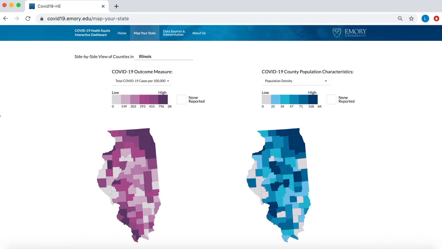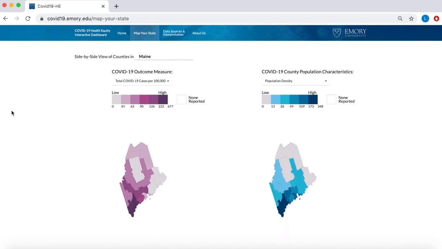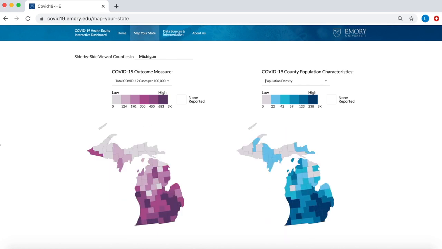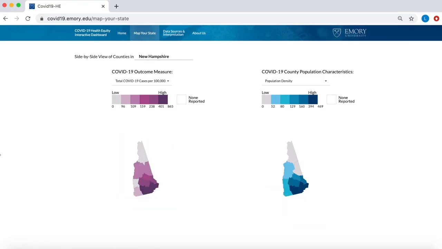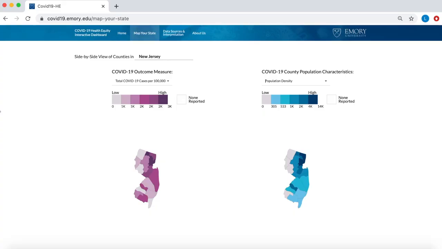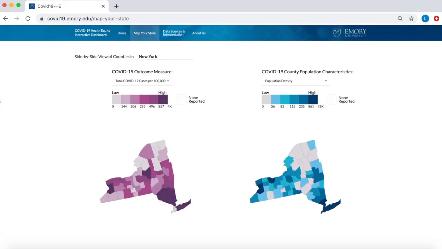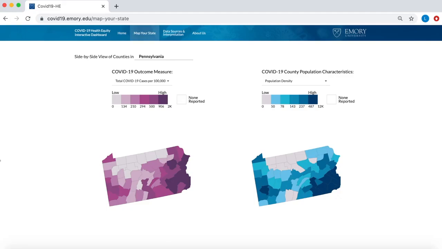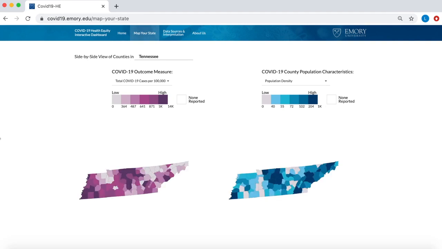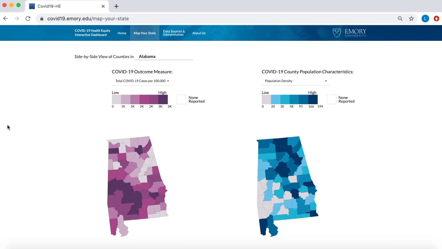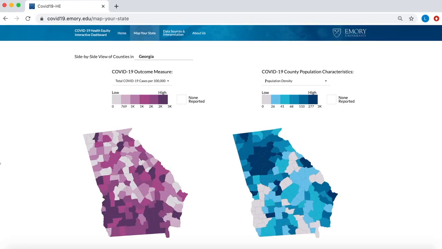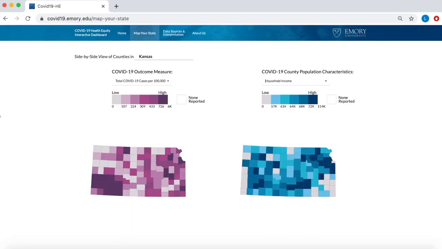We can see a relationship where higher density areas have higher COVID-19 case rates in Illinois, Maine, Michigan, Nebraska, Nevada, New Hampshire, New Jersey, New York, Pennsylvania, Tennessee, and Wisconsin. But we see the opposite effect where areas with lower population density have higher case rates in Alabama, Georgia, and Kansas.